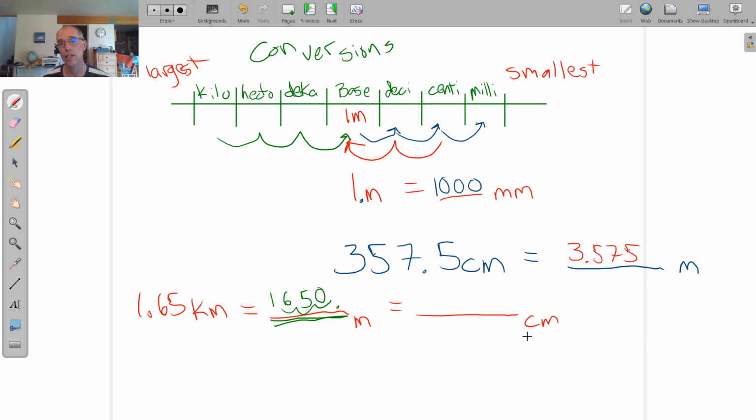If we were dying to write that in centimeters, we just keep moving on the table 1, 2 more places. And so we need 2 more zeros. So 1,650, 1, 2. So that would be 165,000 centimeters is 1.65 kilometers, if you ever needed to know that. So that's kind of a cute way of looking at the table and doing conversions. And there are some homework problems about that.